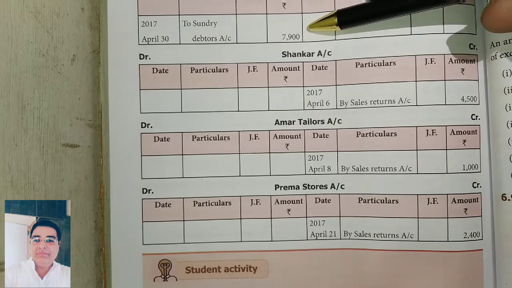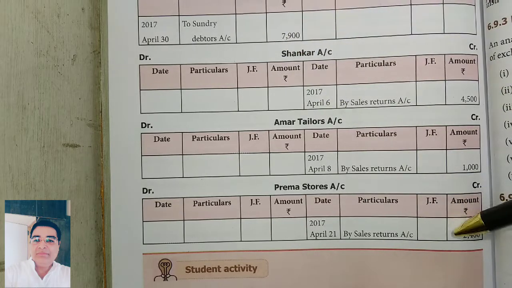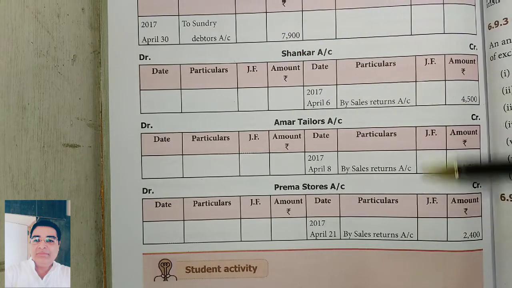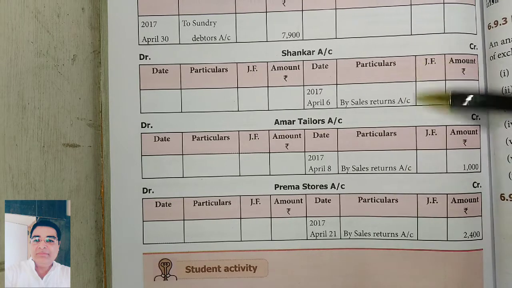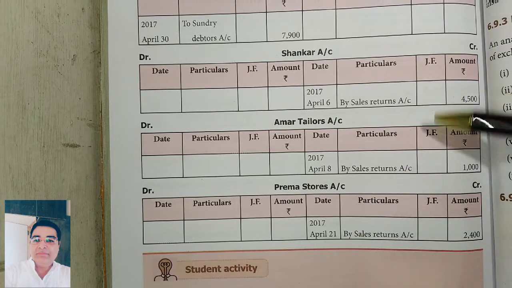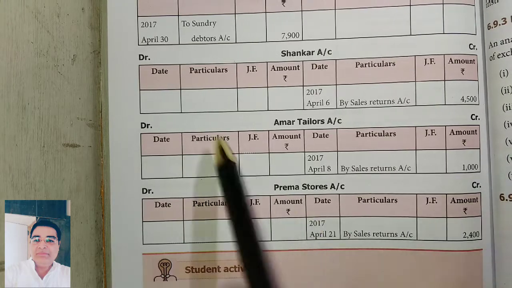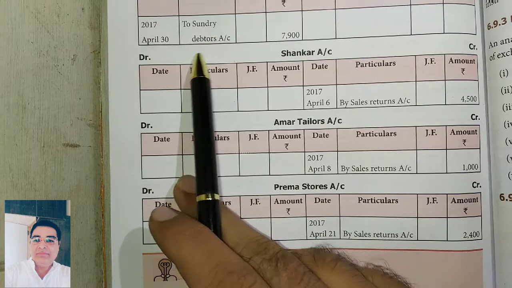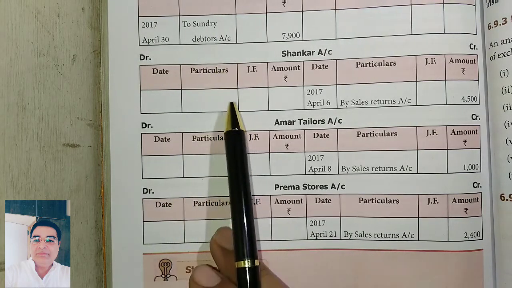Here the return 7,900 is on the debit side, then everything else comes like this. Everything will be on the credit side. The name of the person's account will come on the credit side. You write only sales return account, sales return account, sales return account. Here only you have to write to sundry debtors account. Now do you understand this sum?